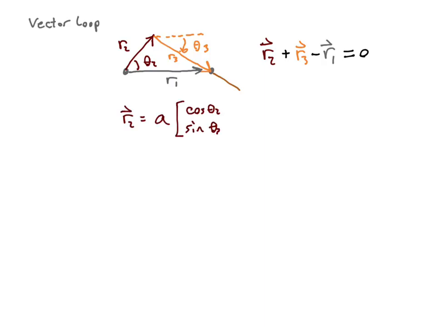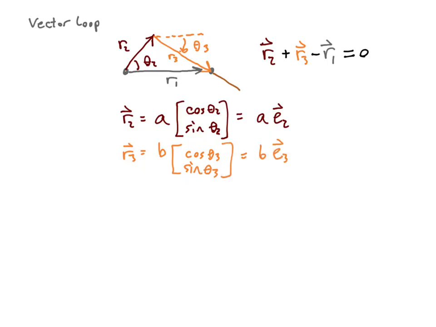So we have R2 is A cosine theta 2, sine theta 2, which is equal to A E2, where we have those unit vectors E2, E3. Okay, because I had something I wanted to say here. So you might look at R3, and we see that it's equal to B times cosine theta 3 and sine theta 3. And so that tells us that B times cosine theta 3 will be our x-coordinate, B times sine theta 3 will be our y-coordinate.